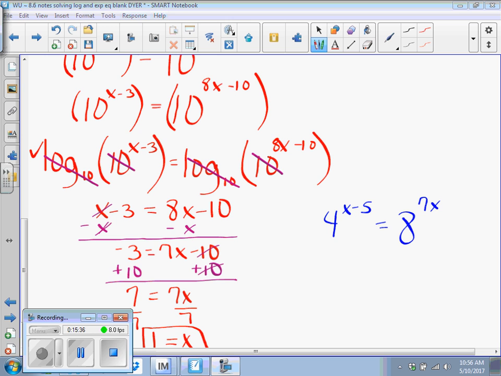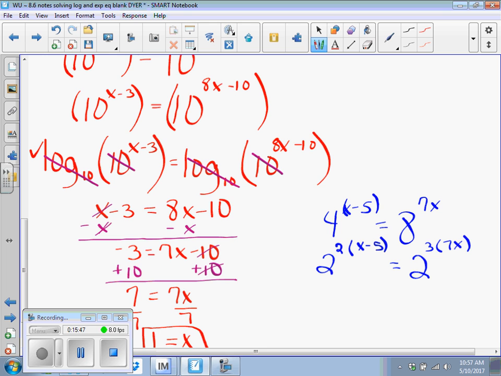So this would look like 2 squared times x minus 5 equals 2 to the third power times 7x. Okay? And from there, if you would take the log base 2 of both sides, both of those 2's cancel. So that leaves you with this equals this. And you would solve for x. Okay?